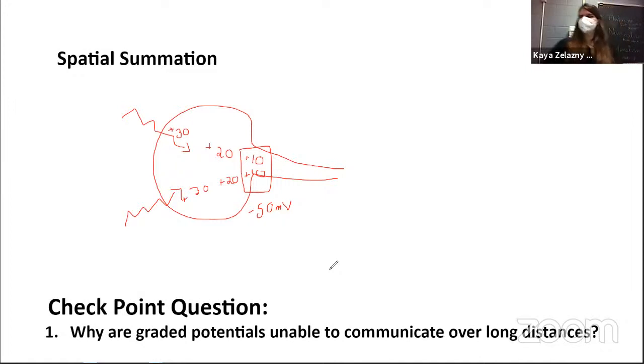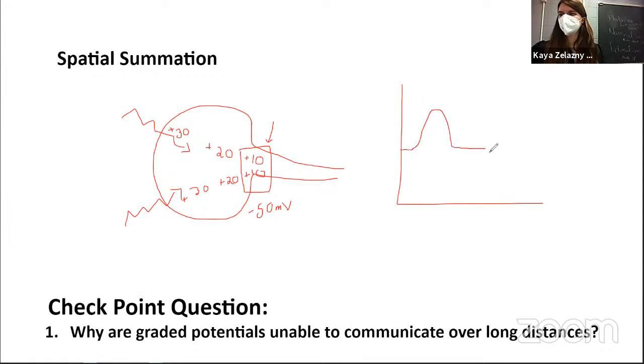Ooh, that's a good question. I think a spatial summation, if we were looking at the overall charge change here, would probably just look like a big jump up to negative 55 or above. But if you wanted to indicate that it was spatial summation, you might draw two arrows, saying it's multiple, or you might draw multiple lines, saying this is one of our graded potentials, and this is our other graded potential, and then they're adding together.